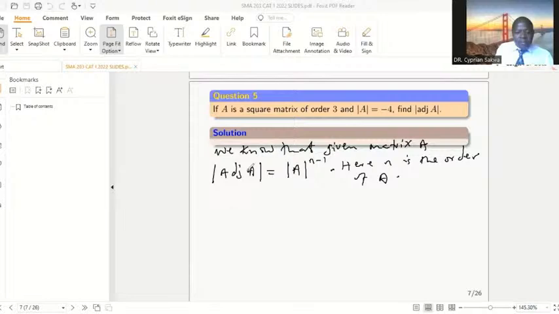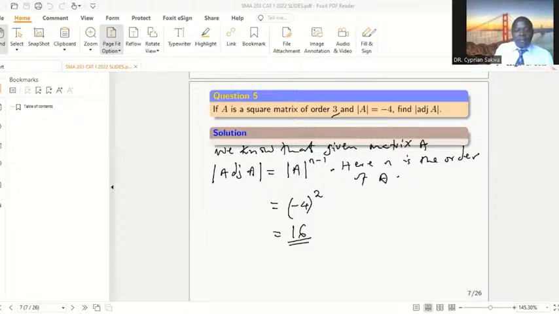So the determinant of that adjoint will be the same as the determinant of A raised to the order minus 1. In this case, the determinant of this adjoint would be the determinant of A, which is negative 4. You already have the determinant. It's negative 4. Raise that to the order, which is 3, minus 1, and that would be 2. And so the adjoint would have a determinant of 16.